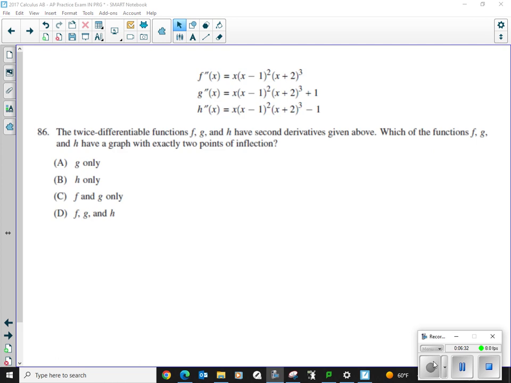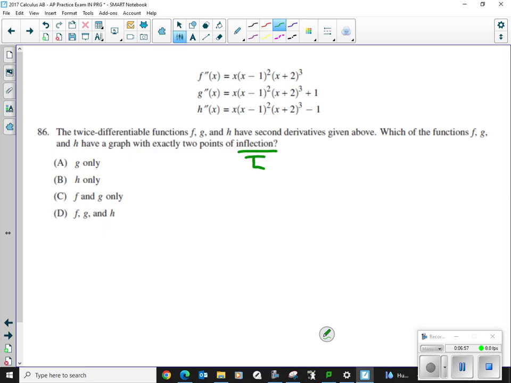The twice differentiable functions f, g, and h have second derivatives given above. So we have the second derivative of f, the second derivative of g, and the second derivative of h, all in question 86. Which of the functions f, g, and h have a graph with exactly 2 inflection points?